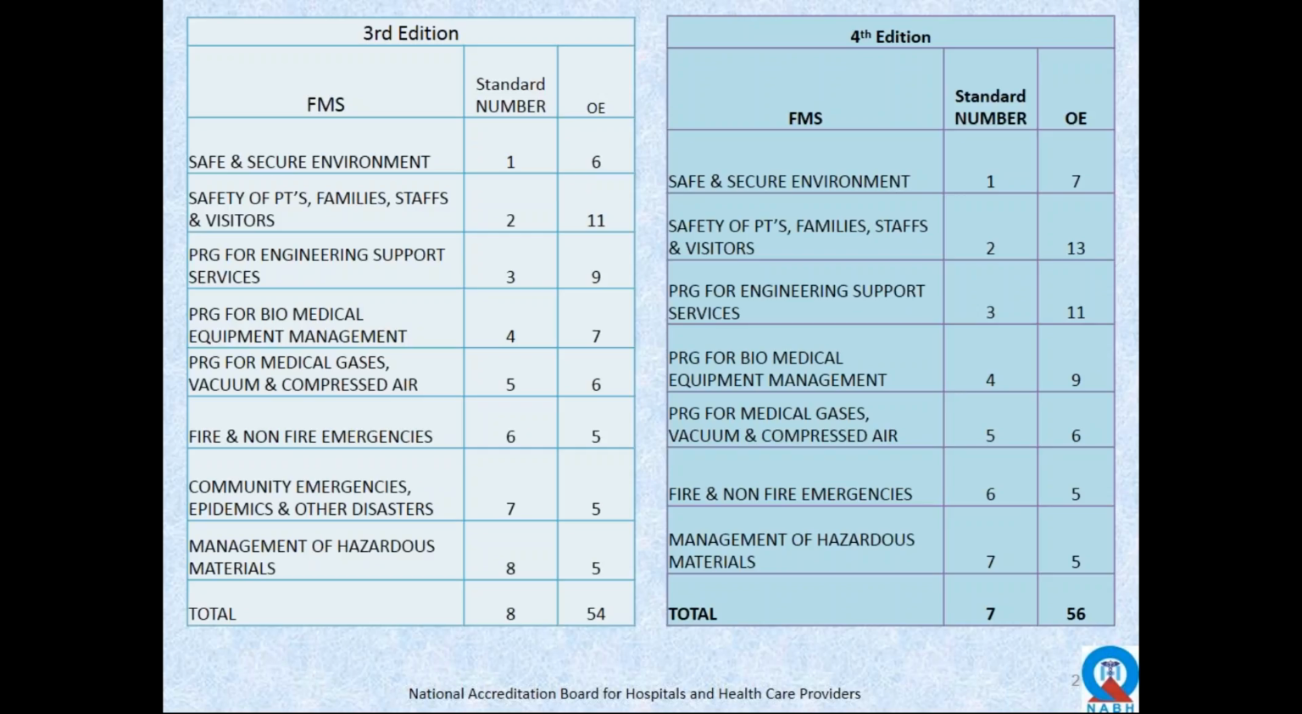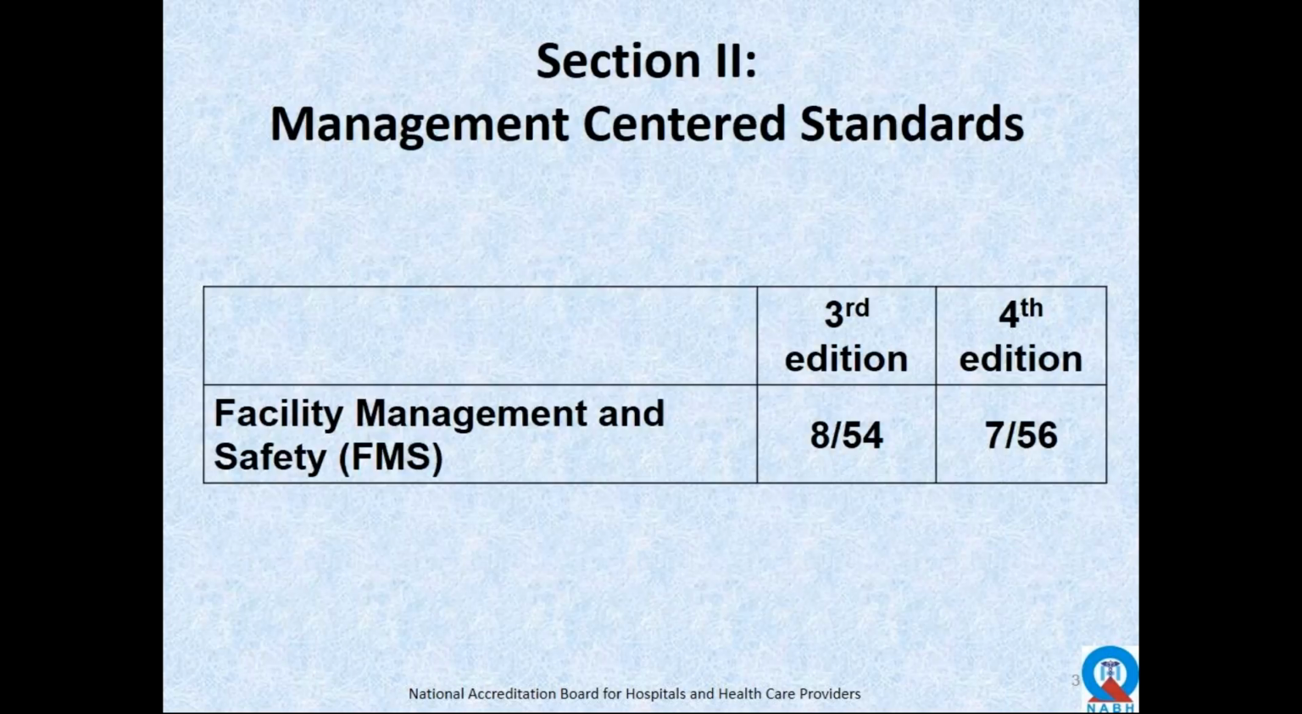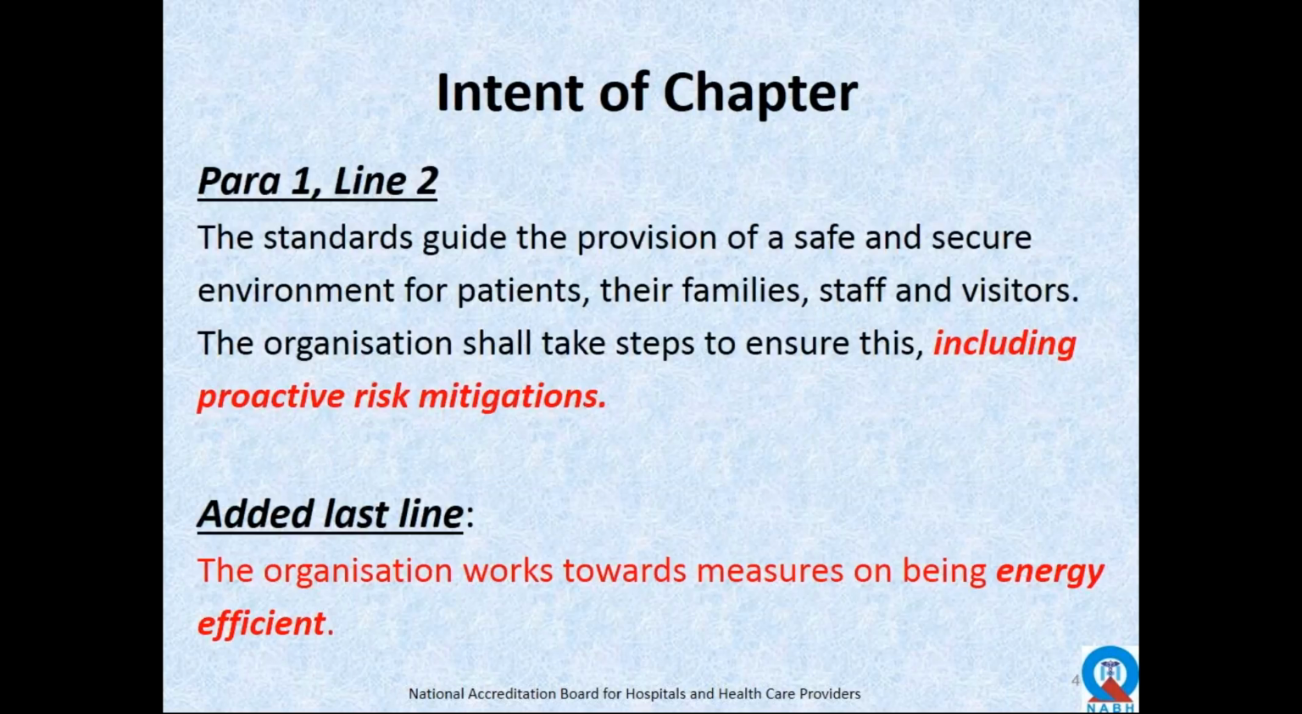And in general, as you go through the standard, you will notice that in terms of safety aspects of the hospital, several aspects which were hitherto uncovered in the previous editions have now been addressed in the 4th edition. So, sort of closing the gaps has now been done. The intent of the chapter focuses on proactive risk mitigation, and another last line has been added: the organization works towards measures on being energy efficient. So more focus is laid on these two aspects in the new edition.